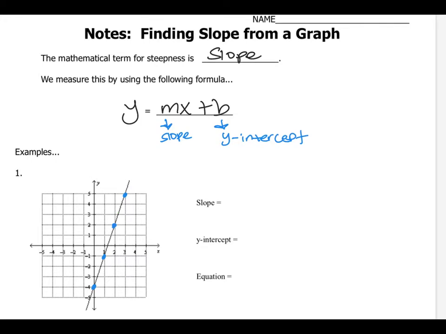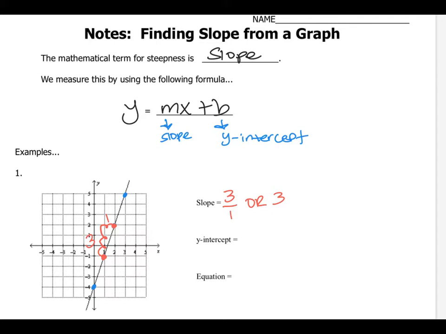All right, once I identify the points, I'm going to calculate the rise and run. So let's say that I choose to use this point and this point. My rise is 1, 2, 3. Then I go over 1. So the slope of this line is 3 over 1, which would simplify to 3.